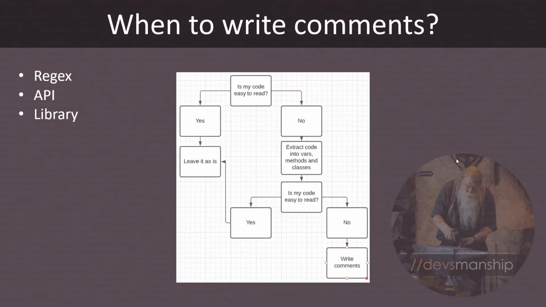And here is a simple diagram to follow. Is my code easy to read if someone else reads it for the first time? If yes, leave it as is. If not, try to make it more expressive by extracting code into variables, methods and classes. If that doesn't help, write a comment. Also, note something. It's hard to tell if your code is easy to read by someone else, especially at the beginning, but with time you will get a feeling for that, I promise.